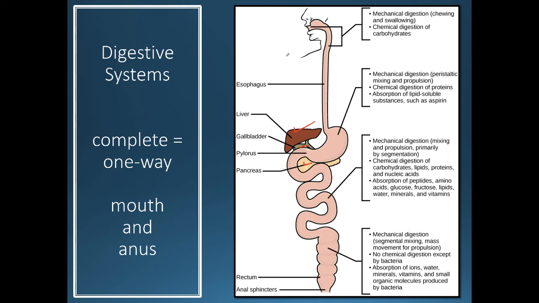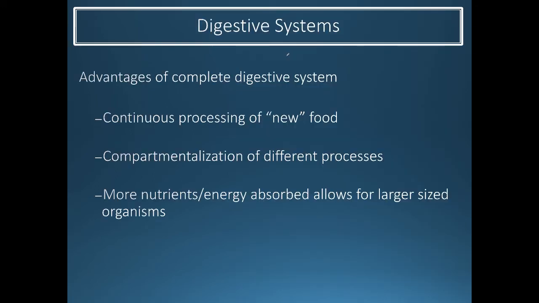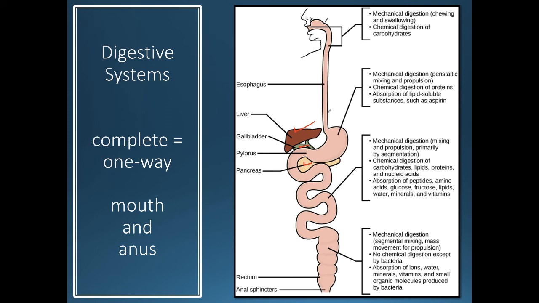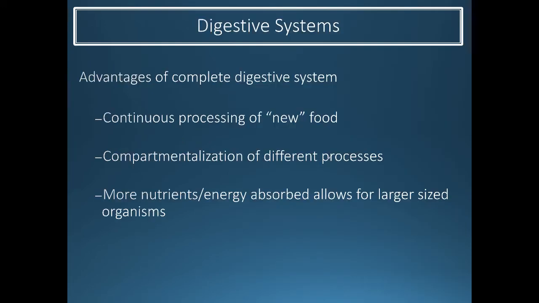And I just want to list a few of those. One is it allows for this continuous processing of new food. Let me back up and explain that a little bit more. So as food comes in, at one time it begins its digestive process, right? And then you could have a meal sitting down here somewhere in your small or large intestines and then continue to feed the system, so to speak, and continue to eat. So there's this continuous process of eating and digestion that can occur.